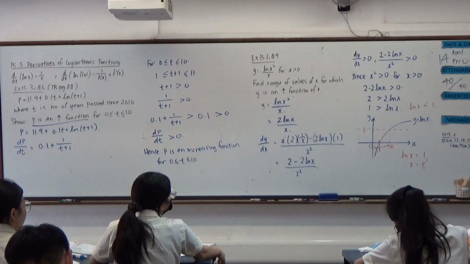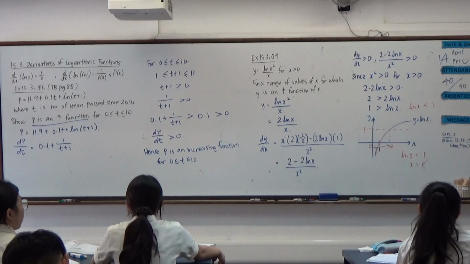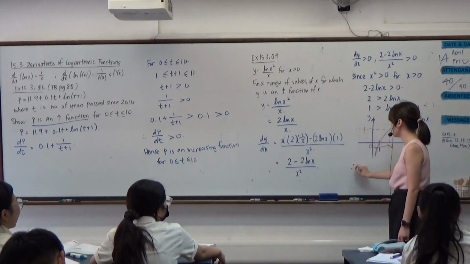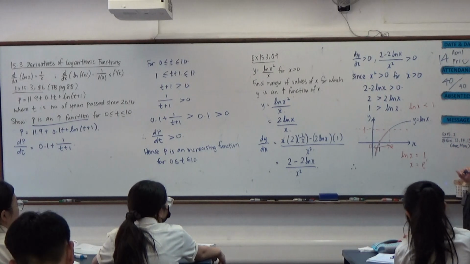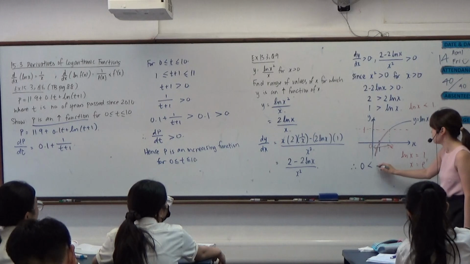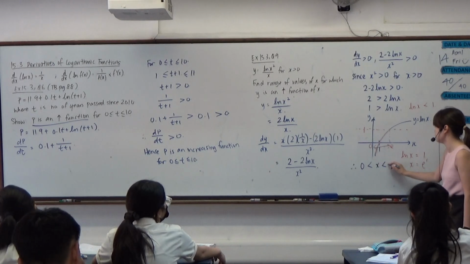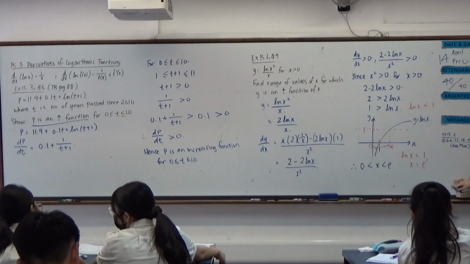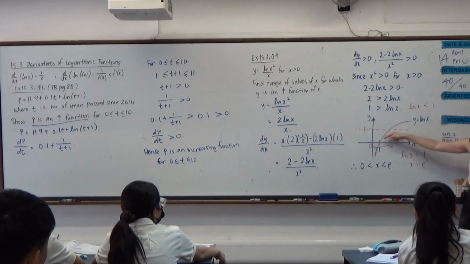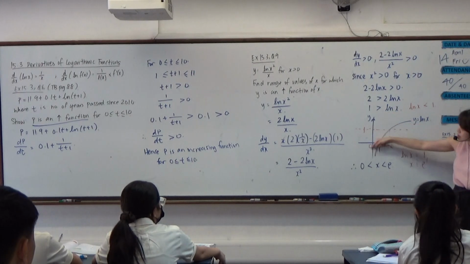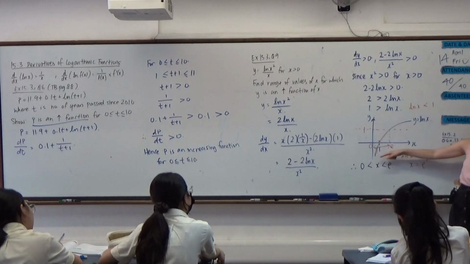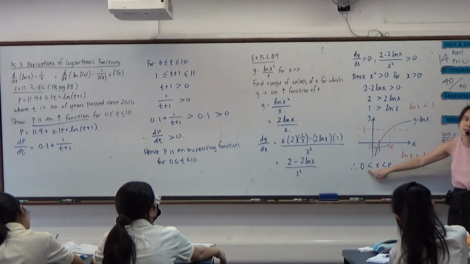E is a number, right? And therefore, from our graph, I conclude that my range of values of x will be between 0 to e itself. There cannot be an equal sign over here because in our logarithm graph, it never ever touches my y-axis. It only approaches, it doesn't touch. There's never an intersection, so therefore we can never have an equal sign over here.